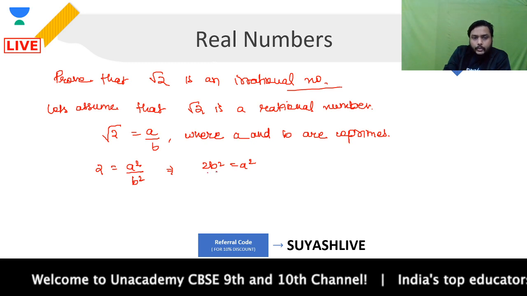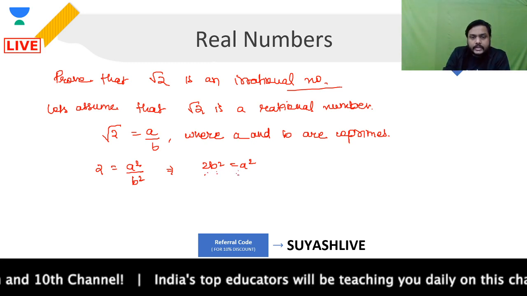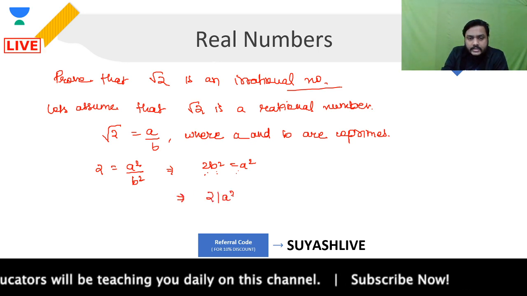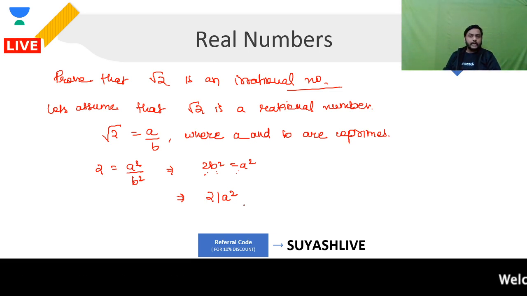So when 2 into b square is equal to a square, what does it mean? It clearly means that 2 divides a square. Are you clear with this or not, guys? Got the point? Making sense to you? I repeat, it means that 2 divides a square.